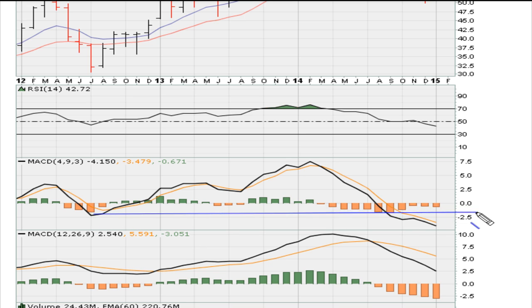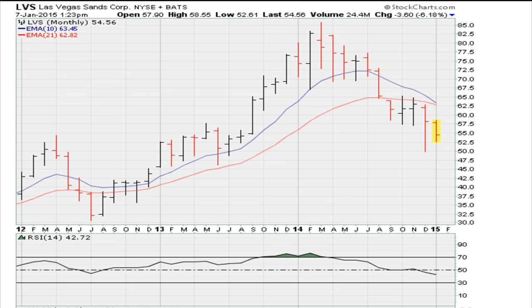Alright, here we see that the MACD is breaking to 3-year lows, ultra bearish on this monthly chart, and the other MACD is just about to make another 3-year low. All that seems to indicate is that it is very easy to see that Las Vegas Sands could be trading even lower over the next couple of months, especially if the market is not bullish.